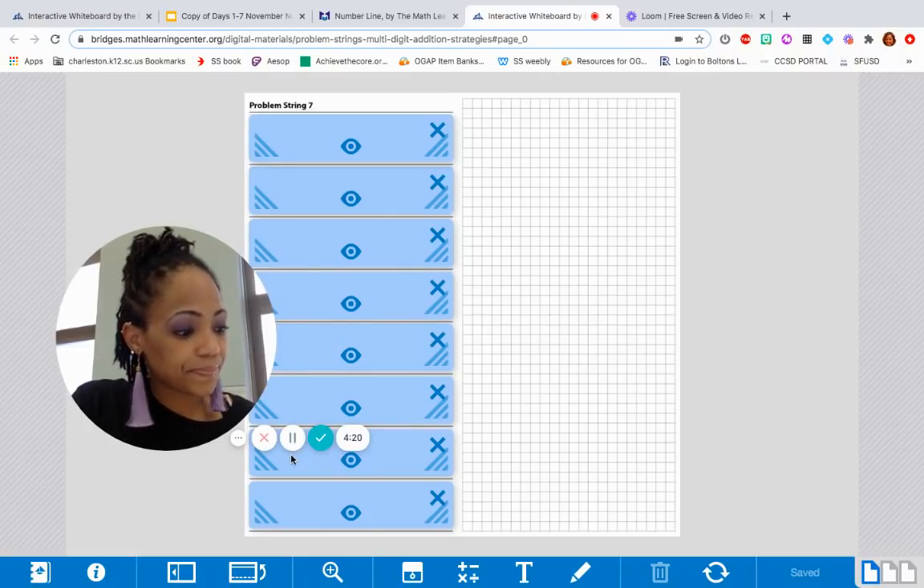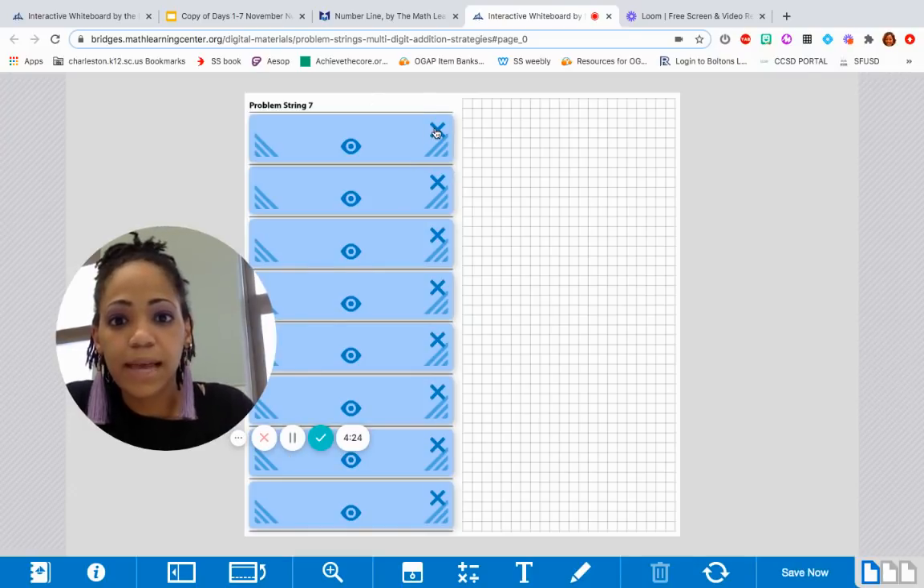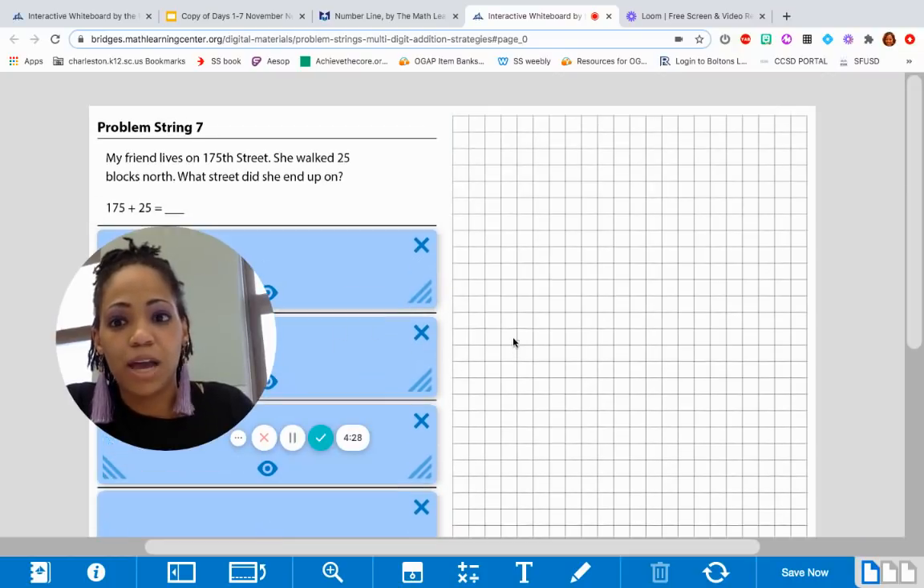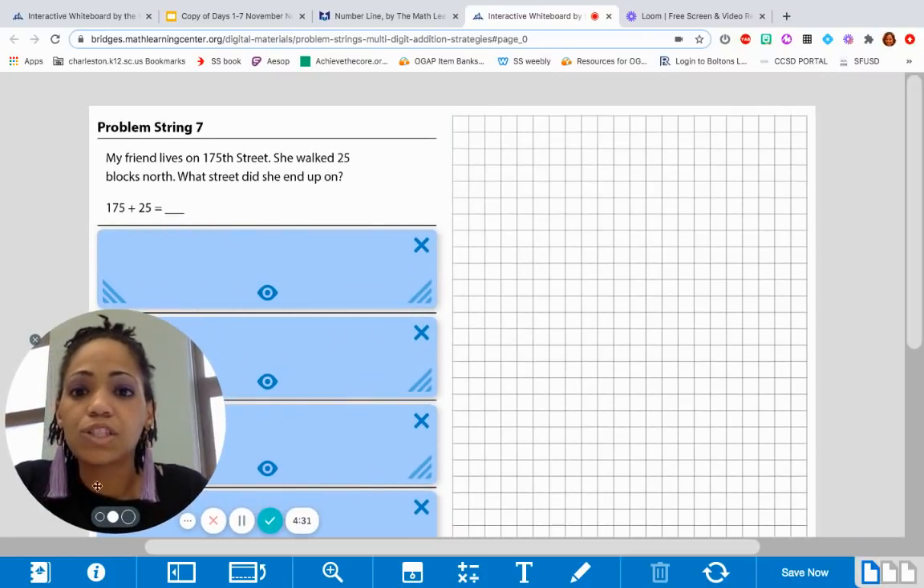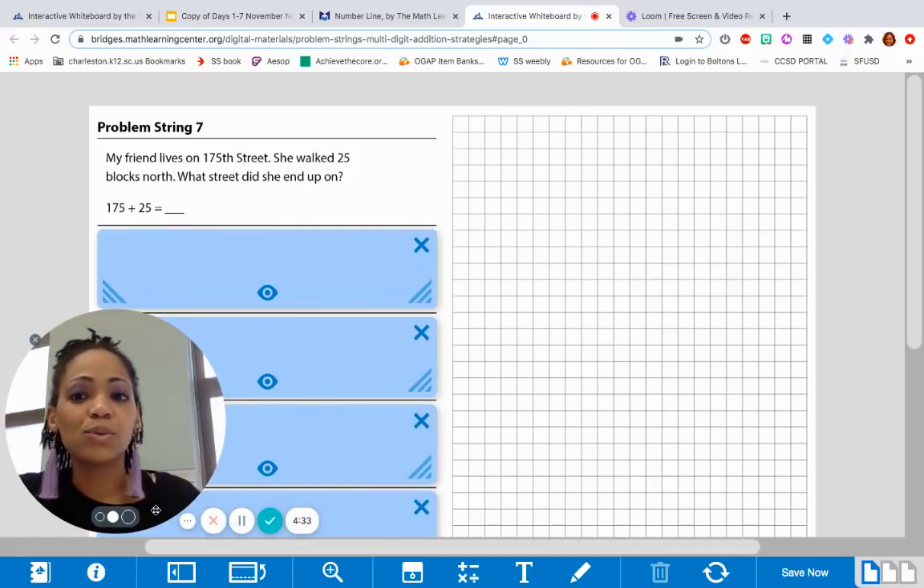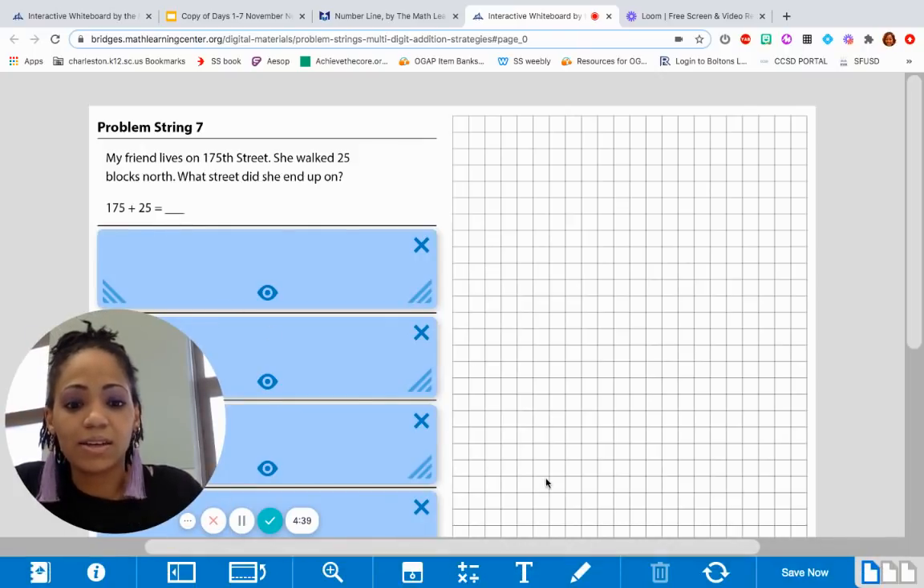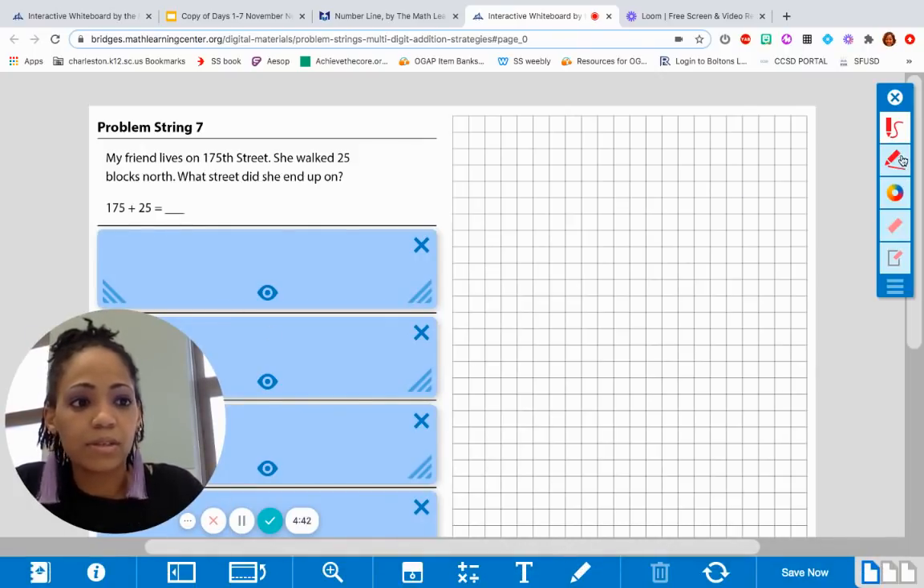All right. Here we go. First problem. Let's look and see what's happening. My friend lives on 175th Street, which I just told you guys. And she walked 25 blocks north. What street did she end up on? This one should be really easy, right? I think so. So let's work it out.